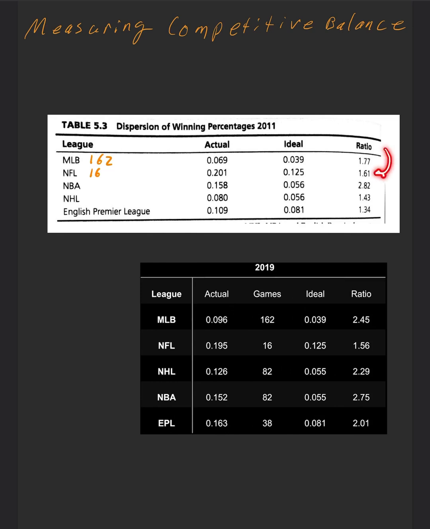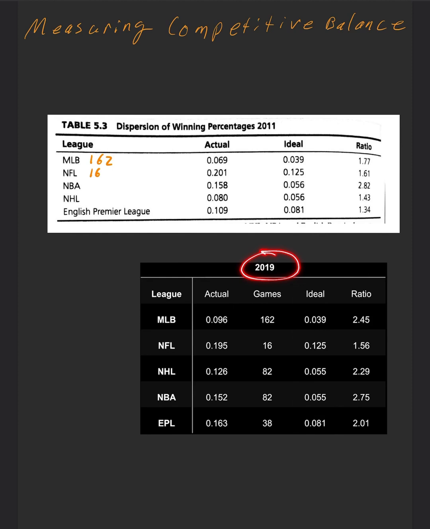And when we compare those, we see that the NFL has a much lower ratio than the MLB. The most imbalanced league is the NBA by actually quite a wide margin. And the English Premier League is the most balanced, with the NHL close behind, and then the NFL and the MLB here in the middle. Remember, this is within season dispersion of winning percentages.